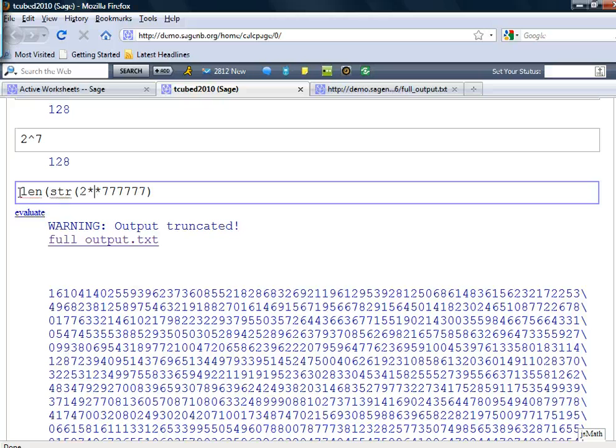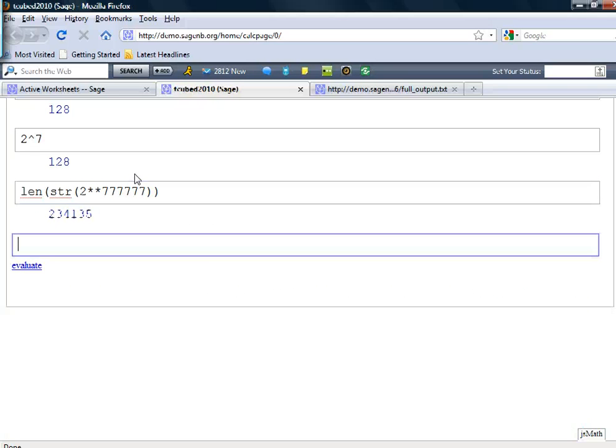Okay, guess. What do you think it's going to be? How big do you think it's going to be? How many digits did it just show? 2,000? 234,135 digits. Sorry, we're a little off. All right, so that's arithmetic.